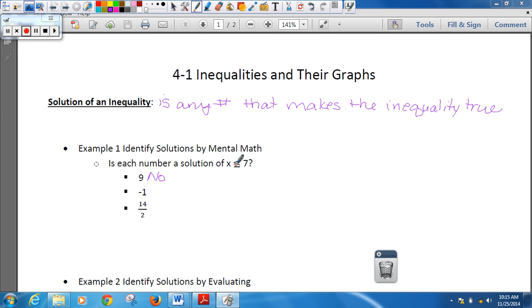-1. Is -1 less than or equal to 7? Yes, it is less than. So it makes it true. So -1 is yes. 14 over 2 is actually equal to 7. So is 7 less than or equal to 7? Yes, it is equal to. So 7 would also be yes.